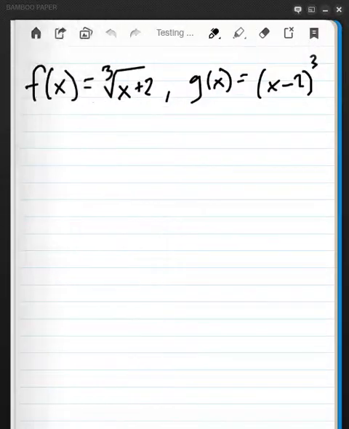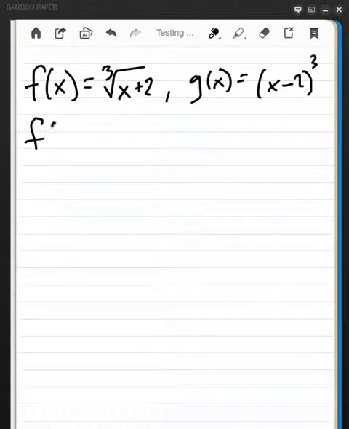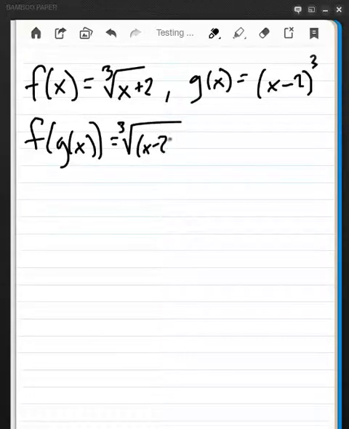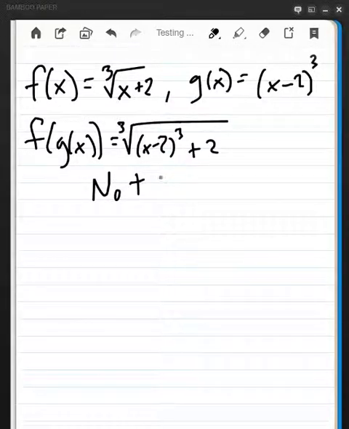Alrighty, let's check the second two. We have a cubic and a cube root function. So let's check this out by composing them. F of g of x would equal the cube root of x minus 2, cubed, plus 2. Alrighty, unfortunately that's really about all we can do. We could expand this cubic if we want to. We're going to get a cubic in standard form, but it's not going to be a perfect cube, so we're kind of at a dead end. We can say right here that these are not inverses of each other.